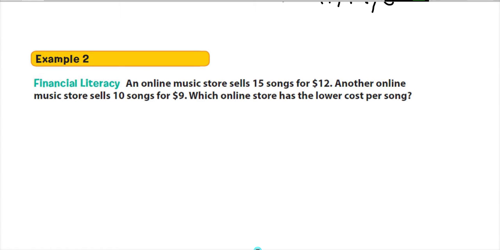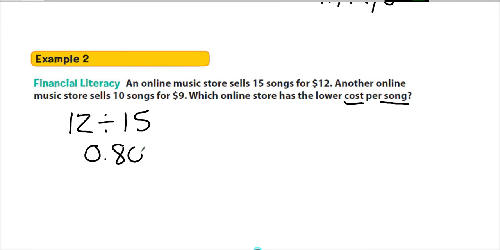So we're trying to find out the cost per song. Okay, we need cost per song. So the money actually needs to go first this time. So for this one, we're getting $12 divided by 15 songs, because it's cost per song. Cost is first, so we have to put it first. So we're going to take 12 divided by 15. That's going to come out to 80 cents per song. Okay, let's put A over here for store A. We'll call this one store A, and then we'll call this one store B. Okay, so for store A, it's only going to cost 80 cents per song.